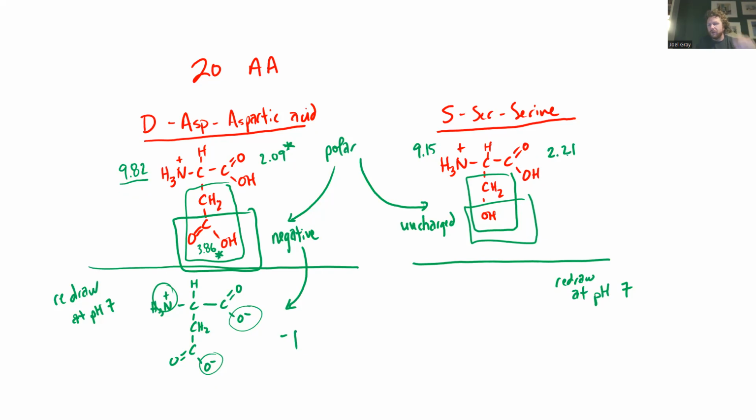You might look at those numbers and say, well, why are they different? Well, the N termini for serine is different from the N termini of aspartic acid because the makeup of the molecules are different. So those pKa values are going to be a little bit variable. However, they remain within kind of the same general range. Okay, now if I redraw this molecule at a pH of 7, I'm looking at something like this.